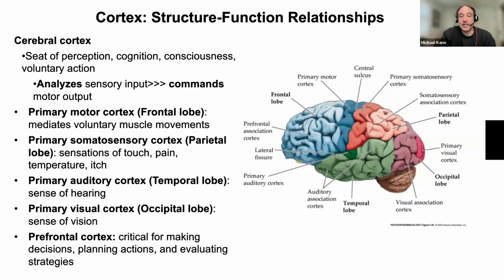Then, just posterior to the primary motor cortex, you can see in this reddish color over here, we have what is called the primary somatosensory cortex. And this is actually located in a different lobe called the parietal lobe, one of the four major lobes. And in terms of the primary somatosensory cortex, this is responsible for all the sensations of touch, pain, temperature, and itch. So all of that information that comes in from the entire body is going to be processed ultimately in this region here.